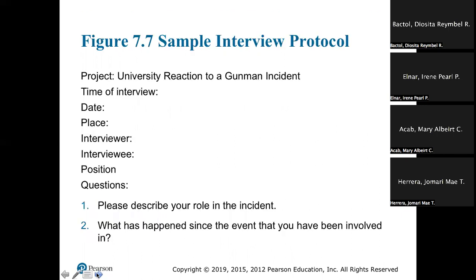Then Figure 7.7, sample interview protocol. So we have the project, so you have to mention the project. For example, university reaction to a gunman incident. The time of interview must be indicated, the date, the place, the name of the interviewer, and the name of the interviewee. But of course, for confidentiality, the name of the interviewee should be coded, and then the position, and the questions must be enumerated.